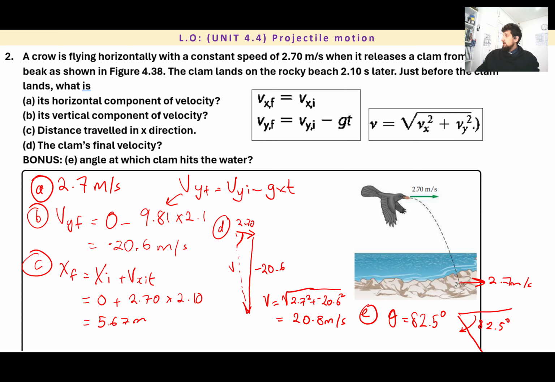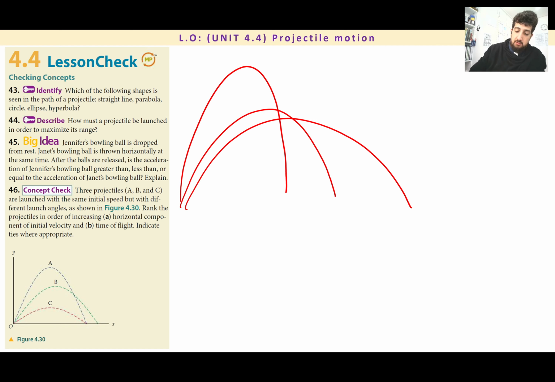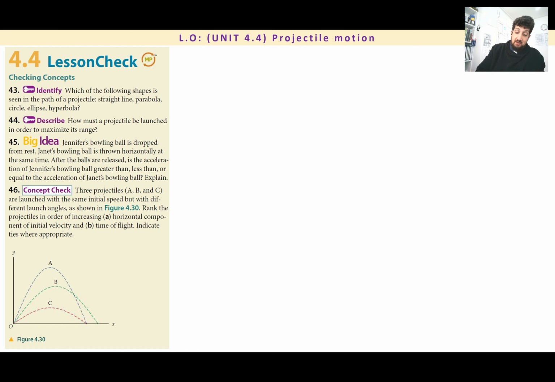Okay, very good. Let's go to the next one. We finished. Lesson check. Identify which of the following shapes is seen in the path of a projectile: straight line, parabola, ellipse, or hyperbola. Hyperbola? No, parabola. It always looks like a parabola. There's an exception, which is if you launch an object straight up, or if you release it, then it's like a straight line because there is no x component. But we still consider it a parabola. Except for that exception. So that's 43, parabola.